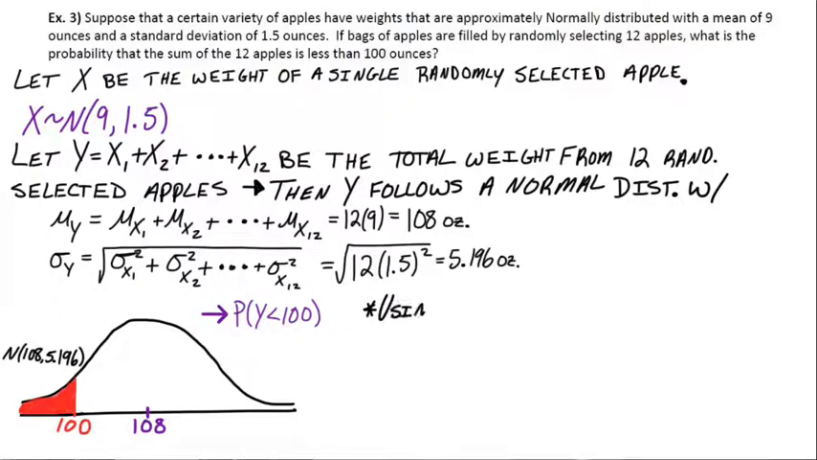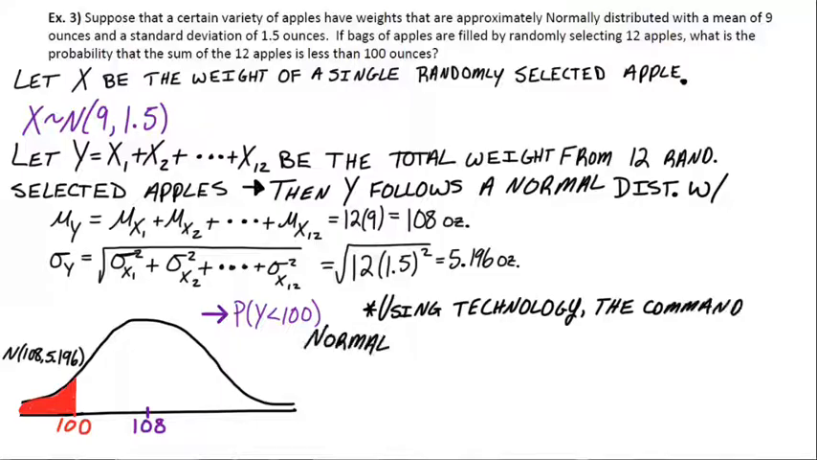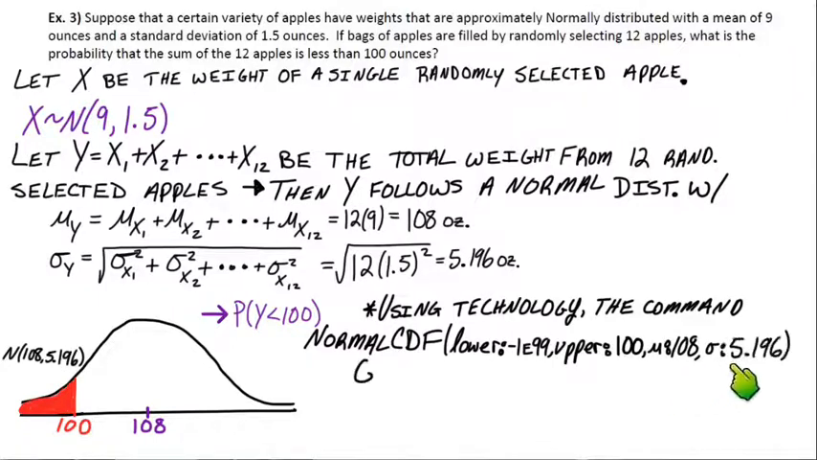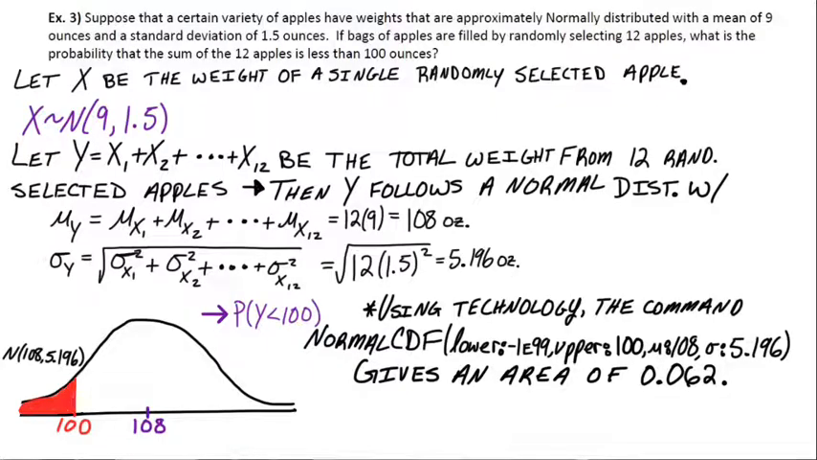And we can go back to our calculator. This is a normal CDF type of question. The lower bound, well, it goes off the curve here, so we'll keep the lower bound at negative 1E99. The upper bound is where we marked at 100, and then make sure you give it the right mean and standard deviation. And you should get a result from your calculator of about 0.062.